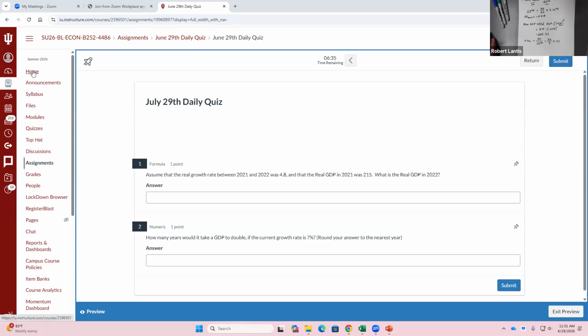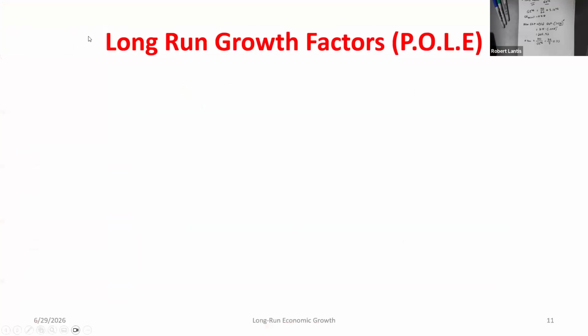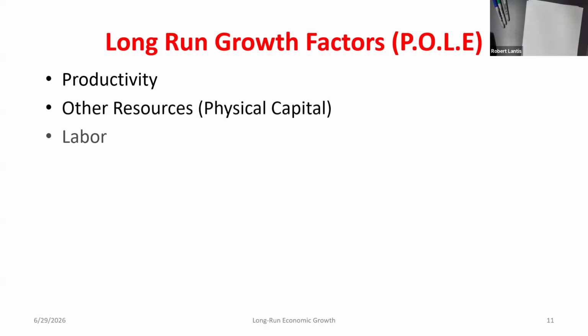All right, so the next topic we'll talk about is these growth rates. What is impacting them, or what is causing increases in our real GDP? So we've got POLL as the acronym that we use, but it's really 4 factors. And we'll change the O a little bit here just for the sake of this class. So we've got productivity, other resources. Now the other resource we'll focus on is physical capital.